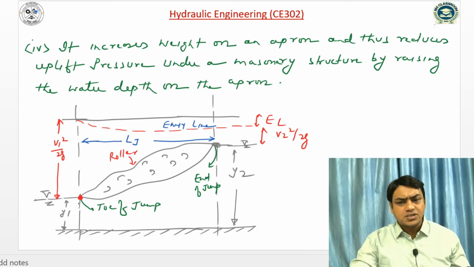Here we can see this is the toe of the jump or start of the jump, and this is the end of the jump. Here y1 is called the pre-jump depth, or sequent depth or conjugate depth, and this is the velocity head. Due to the roller or turbulent layer, the hydraulic jump will form, and here is the end of the hydraulic jump. The horizontal distance between the end of the jump and the toe of the jump is called the length of the jump.